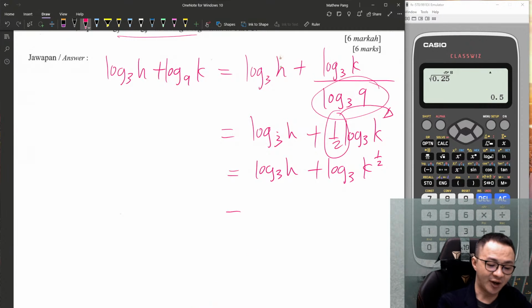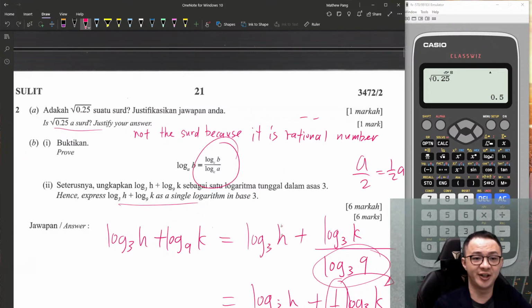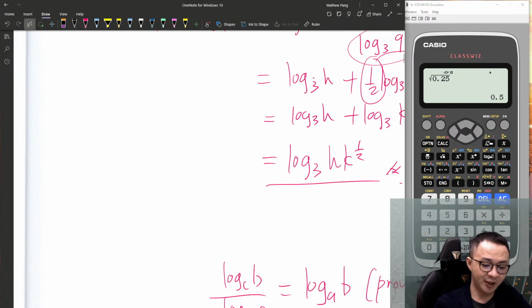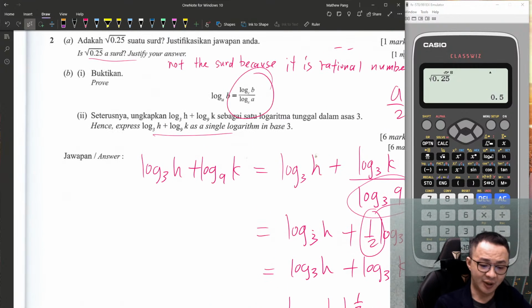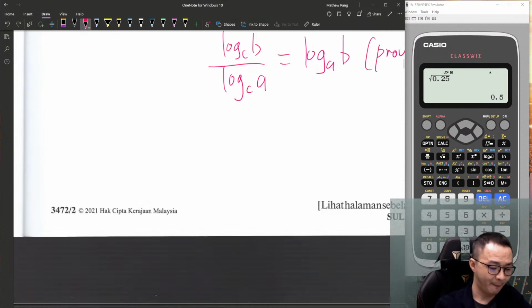Then now I can factorize out my log base 3, which is h multiplied by k to the power half. Done. Because they want the single logarithm base 3 here. Yeah, done. Or you can write h square root k if you want to. Yeah, this log question is not too bad. 6 marks.